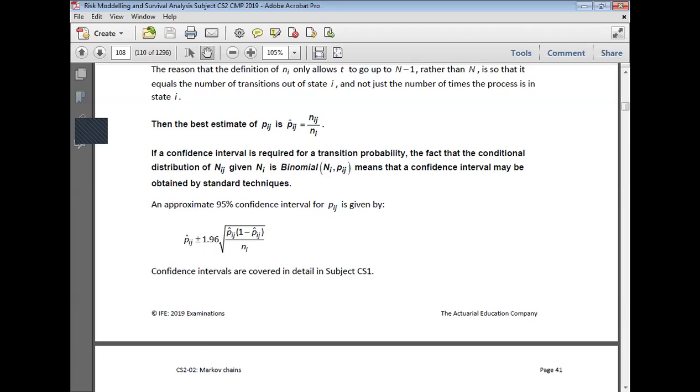Let's say I'm assuming that my Nij given Ni follows a binomial distribution. So I'm saying that this follows a binomial distribution with Ni, which is the number of times I transit out of state i, and Pij, the probability of going to a particular state j where I'm coming from a particular state i. So I'm looking for the distribution of Nij given Ni. So this follows binomial. And I know that to figure out a confidence interval, I take the estimator itself plus or minus the standard normal value times the standard error.